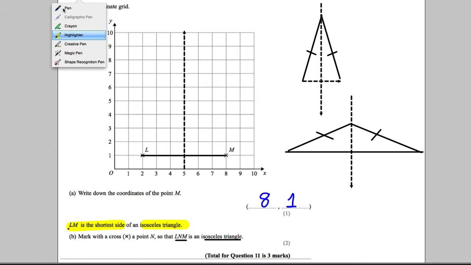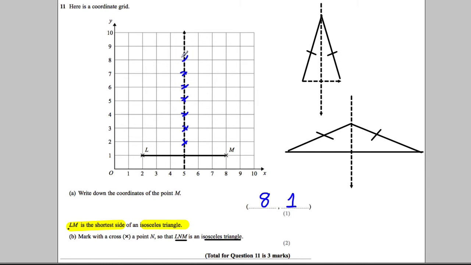Right, so we could mark our cross anywhere along here. So maybe there. Anywhere along that line, in theory, we could mark our cross. Now, the key is, it can't be here, because then LM would be the longest side of our triangle, because LM is equal to 6 long, and that's definitely not 6, so it can't be there. There to there, LM would still be the longest side, so it can't be there. Now this is 6 long, this is just over 3, so it can't be there either.